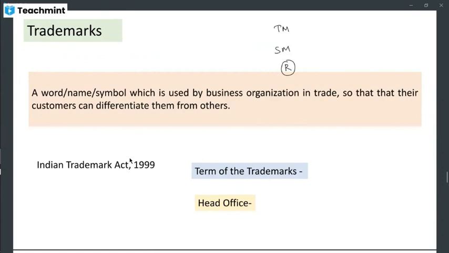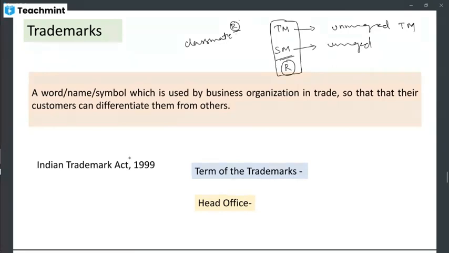So for example, if you take an example of a notebook company, Classmate, or whatever it might be, you'll be seeing a symbol like this. I'll just explain what these symbols are. If it is written TM, it is nothing but your unregistered trademark. If it is written as SM at the top, it is your unregistered service mark. If it is written R in a circle, it is your registered trademark.